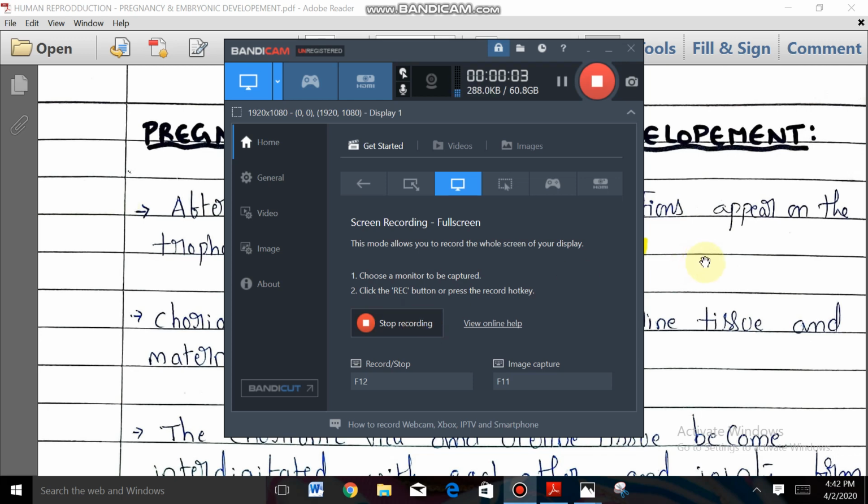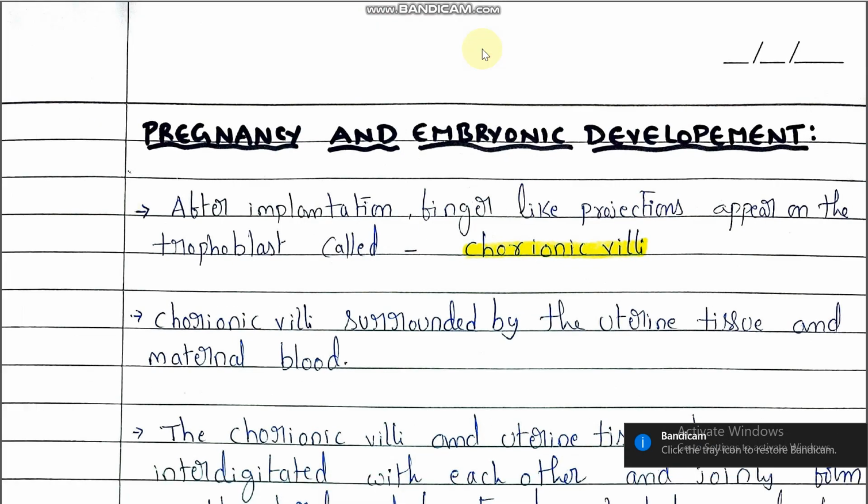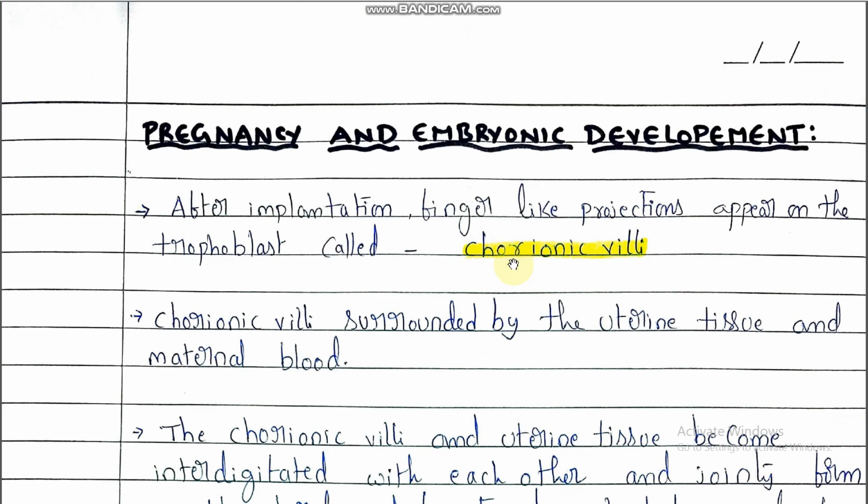In the earlier topic we had discussed up to implantation. Today we are going to discuss pregnancy and embryonic development. After implantation, the confirmation of pregnancy takes place. Once the embryo is implanted, that is the confirmation of pregnancy. So after implantation, what types of modifications take place in the region of the uterus and in the region of the embryo?